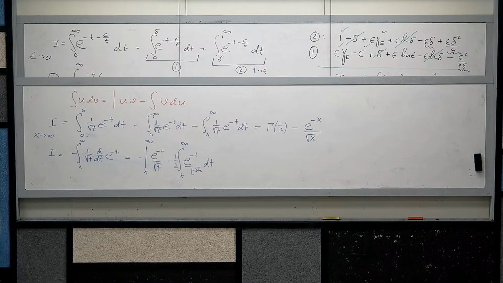Wait, did the whole integral vanish? Sorry? The whole integral vanishes? You have e to the minus x over x from the bottom boundary of the x. No, if x goes to infinity, you have gamma of 1/2. Yeah, but there's the term integral from x to infinity of 1 over t to the 3/2 e to the minus t. The next term.